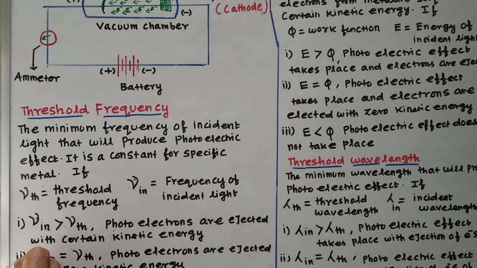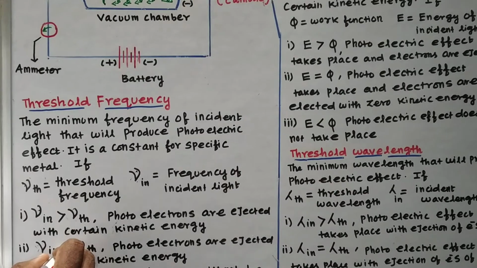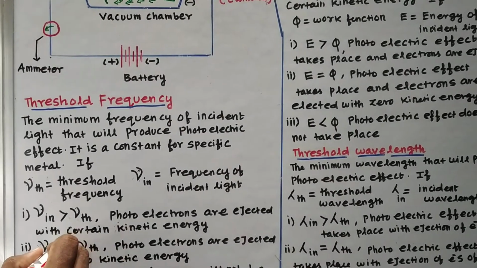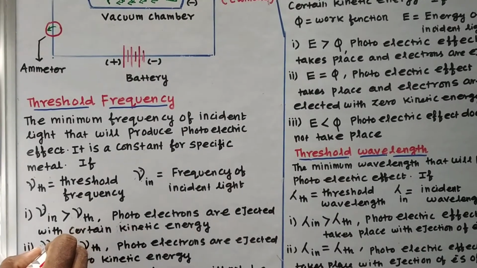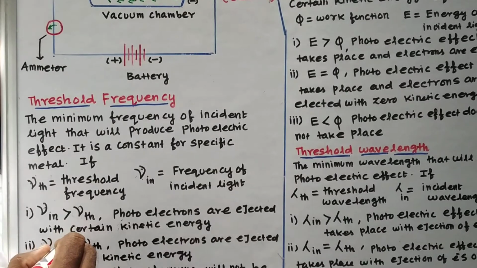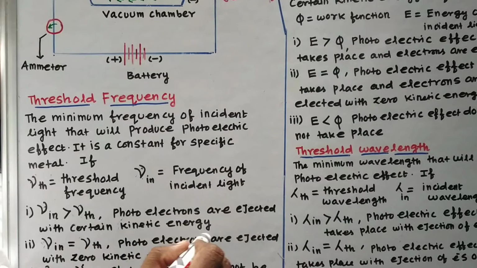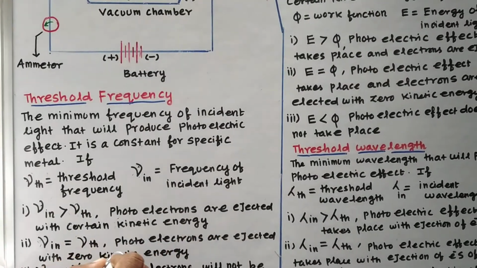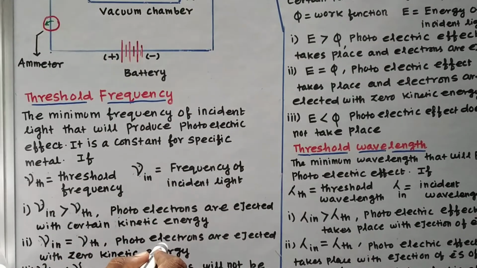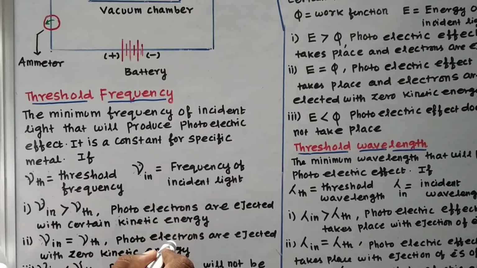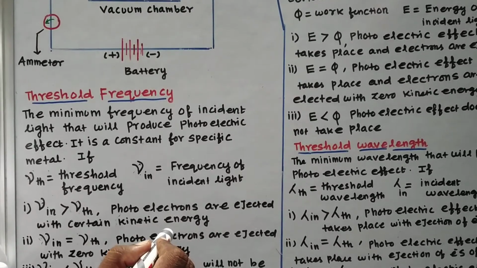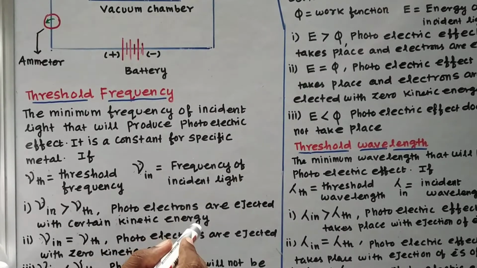Second condition, ν_in is equal to ν_Th. It means the frequency of the incident light is equal to the threshold frequency. Photoelectrons are ejected with zero kinetic energy. It means the photoelectric effect takes place, but electrons are ejected in the least quantity.